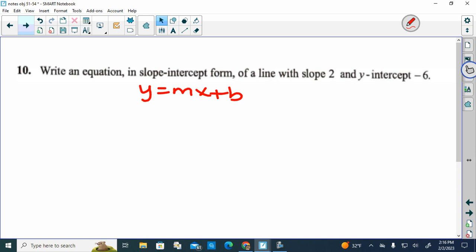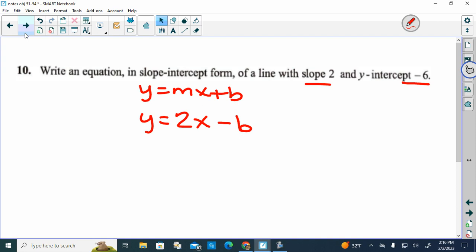Okay, of a line with a slope of 2 and a y-intercept of -6. Where am I putting the 2? For the underside, right? Putting the 2 there, the x doesn't get replaced. Okay, and then the y-intercept is what? The b part, right? So this is where it crosses the y-axis. That's the y-intercept.